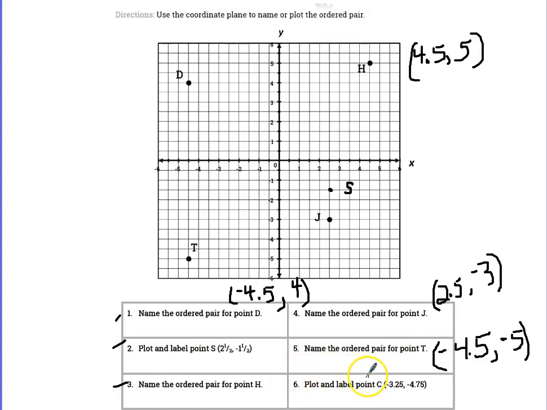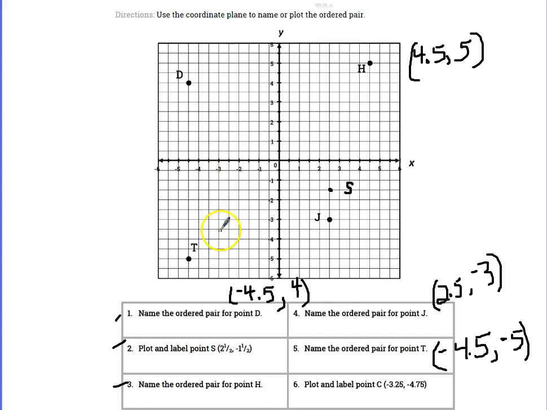The last one you needed to do was plot and label C. So I need negative 3 and 25 hundredths, and negative 4 and 75/100ths. Okay, so here's 3. Here's 3.5. Remember, we said 25/100ths is 1/4. So I know I'm going to be in between these two lines here.